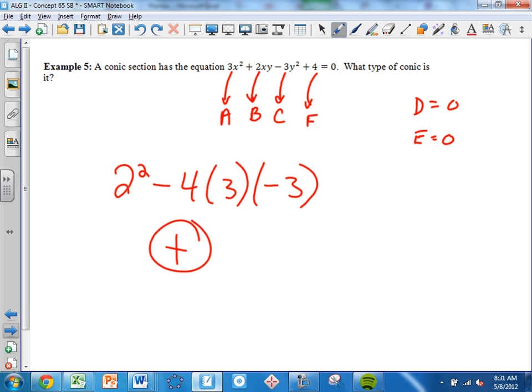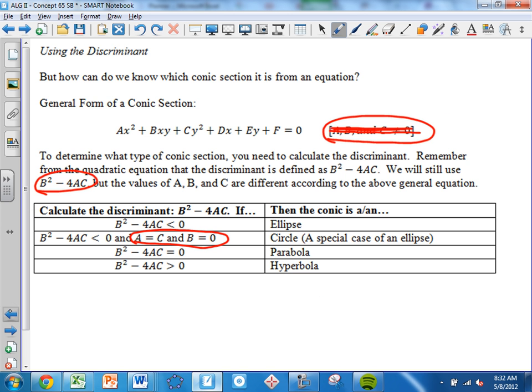Who cares? Once it's positive, what is it? Which one is it once it's positive? It's like a U. What was that one called? Hyperbola. Okay, hyperbola. Because I go back to my table and I see when b squared minus 4ac was greater than 0, this indicated to me that there's really a hyperbola on the graph.